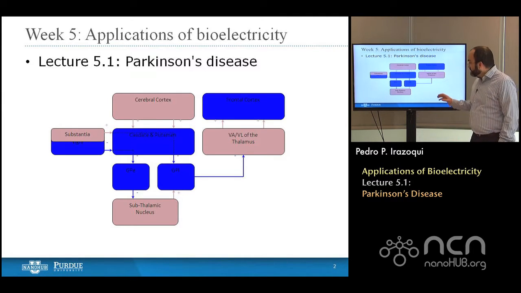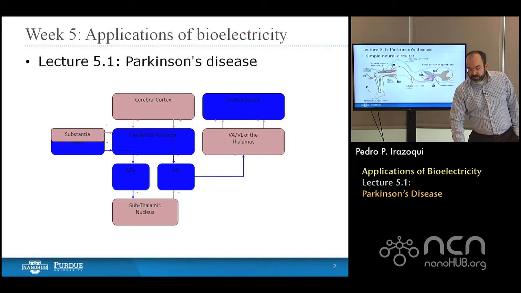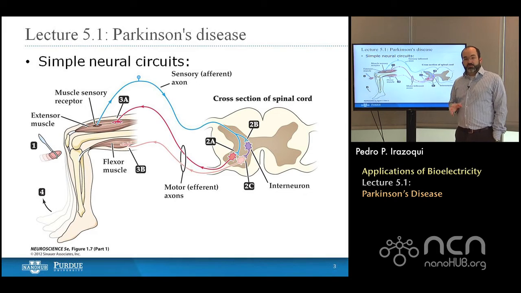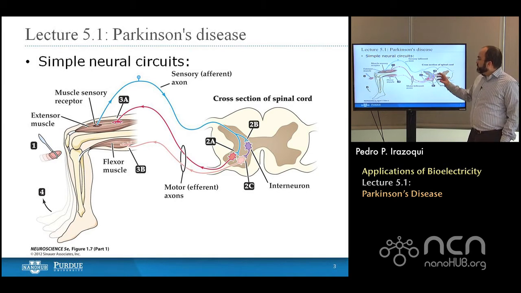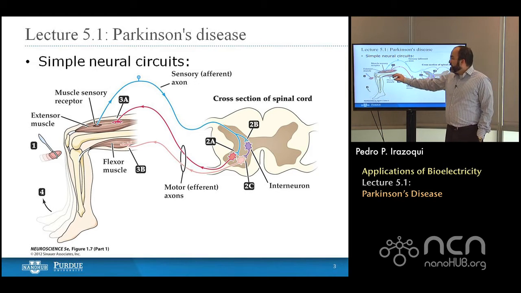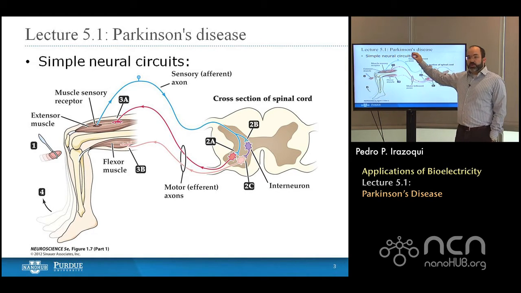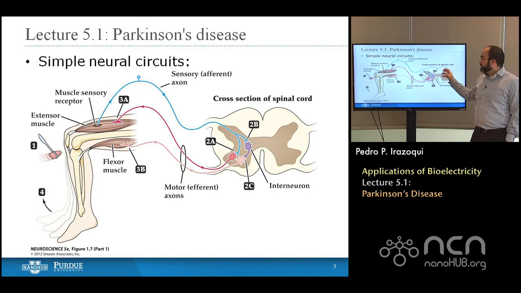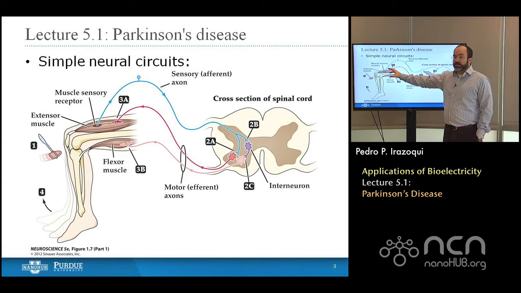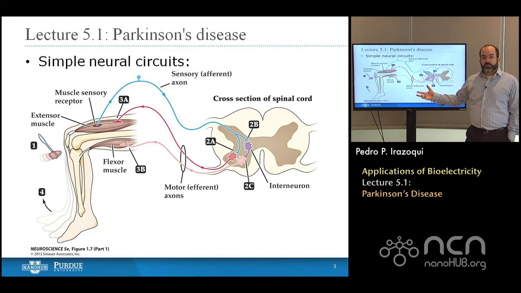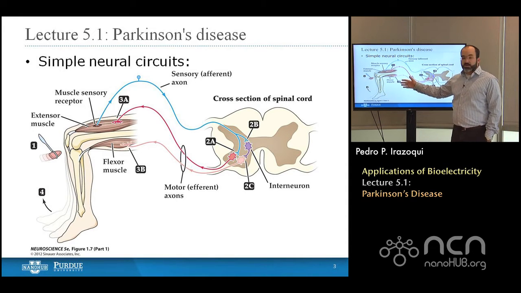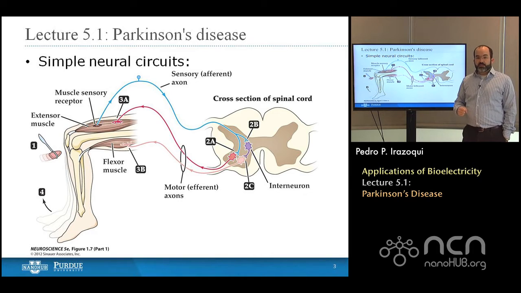And Parkinson's is a very nice extension of the work that we did in week 1 when we introduced simple neural circuits. So if you recall from that very first or second lecture, when we talked about neural circuits, we talked about neurons that are afferent. They go to the brain and they carry sensory information to the central nervous system, in this case the spinal cord. And then we talked about neurons that are efferent. They leave the central nervous system and go back to the muscles, and they carry motor output information. So there's sensory neurons and motor neurons, and then there's a third kind of neuron, these inner neurons.